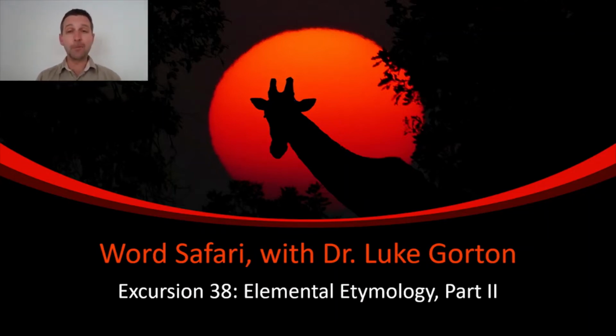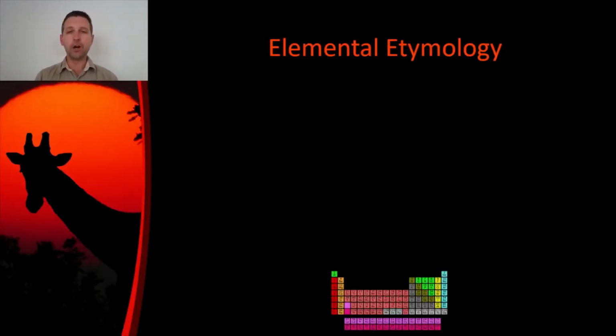This is the second episode in a three-part series on elemental etymology. Essentially what we're doing in this series is going through the names of all 118 elements on the periodic table and examining where their names come from. In the first part of this series, we looked at the first 25 elements because they are some of the most common ones, and so we had a special focus on them.